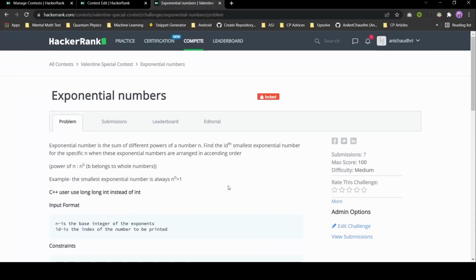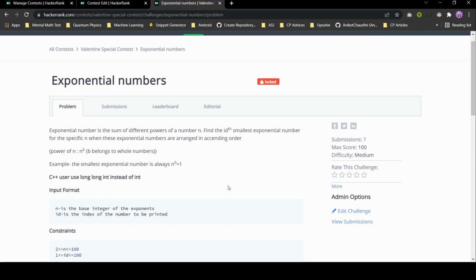Hello everyone. So let's discuss the last problem of CP contest, that is exponential numbers. The problem statement reads as follows. Exponential number is the sum of different powers of a number n. Find the ideal smallest exponential number for the specific n when these exponential numbers are arranged in ascending order.